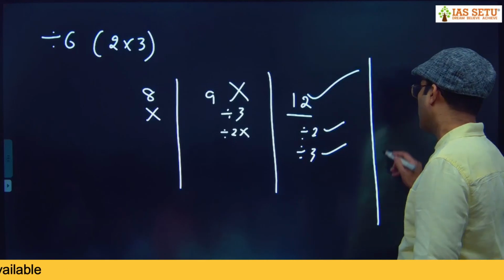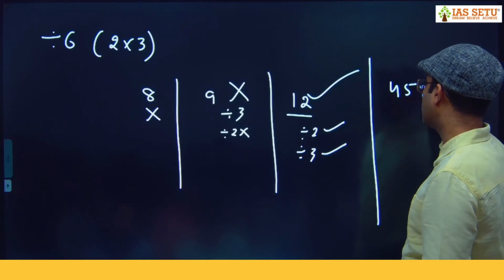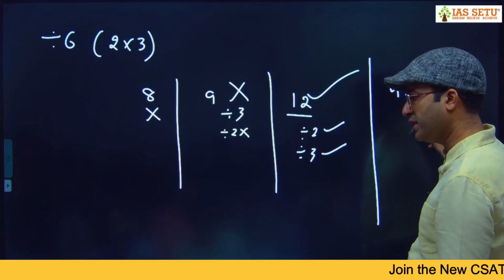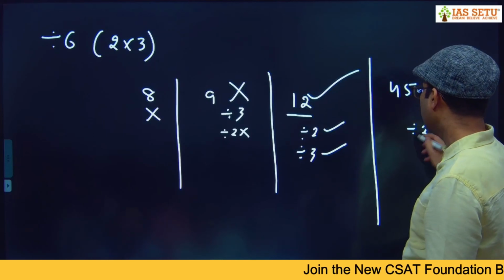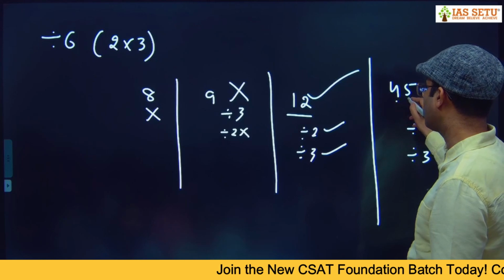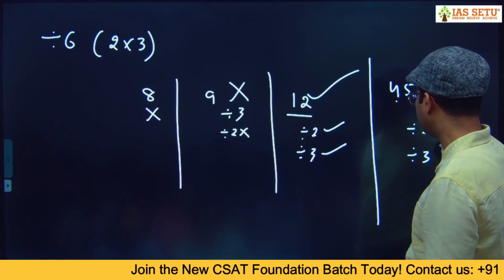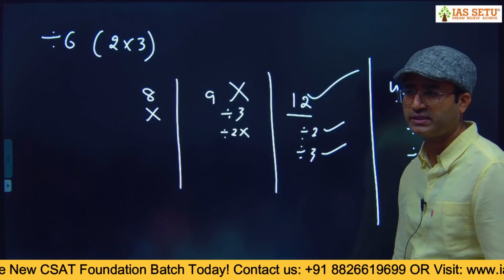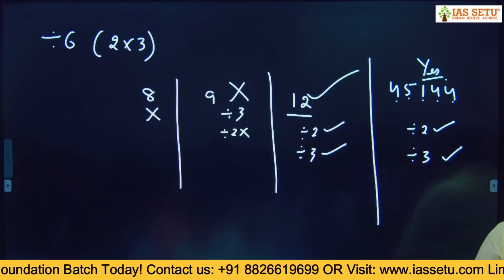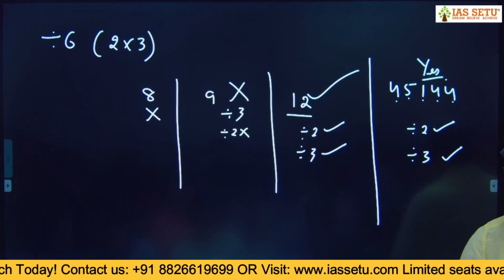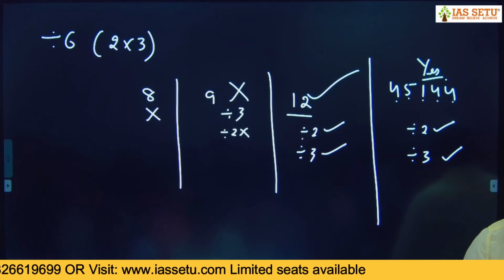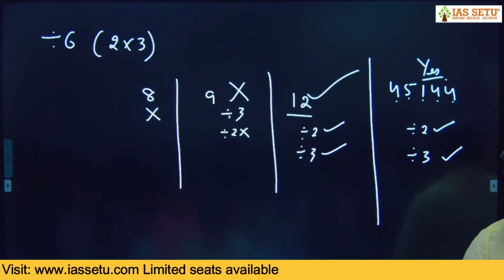Like here, 45,140. Is this number divisible by 2? Yes. Is this number divisible by 3? 4 plus 5, 9, 10, 14, 18. Yeah. So you can say yes, this given number is divisible by 6. So any number which is divisible by 2 as well as 3 is divisible by 6. First I check divisibility of 2 because I'm very fast in divisibility of 2. Then I check divisibility of 3.